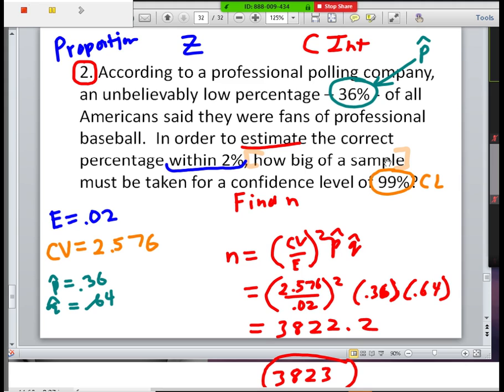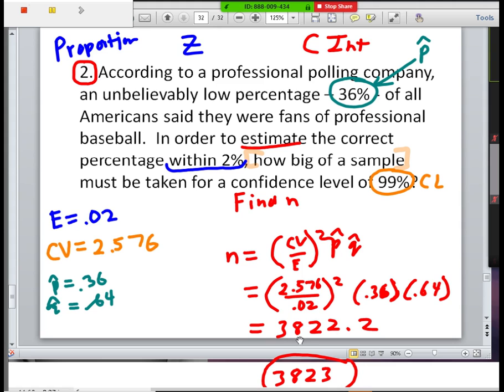My critical value, 99% confidence level. You look at that from the table, you get 2.576 or 2.575. Either one's fine, I don't care. And then your p-hat is 36%, 0.36, so your q-hat is 0.64. We pop these in here. n equals my critical value over error, squared, times p-hat q-hat. So 2.576 over 0.02, squared, times 0.36 times 0.64.